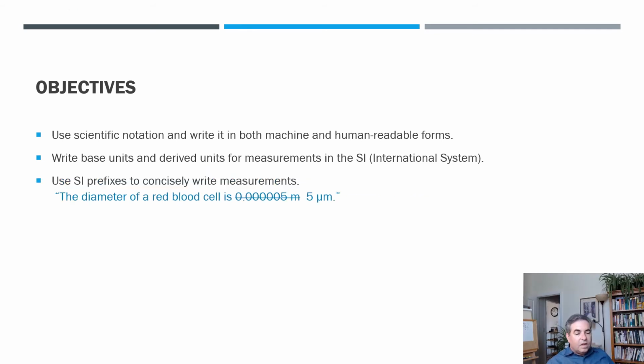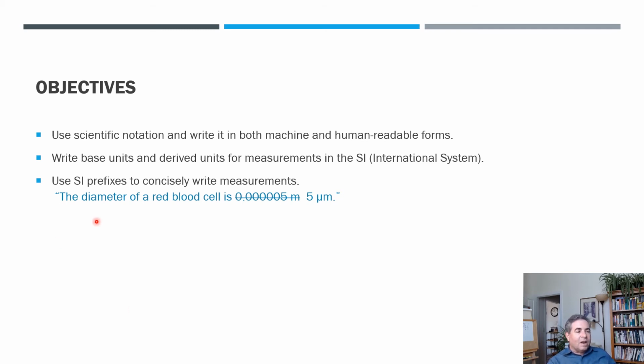Now, sometimes the base units are the wrong size for the job you're doing. If you're a biologist and you're talking about blood cells, those are on the order of millionths of a meter. And you don't want to always be writing your measurements in millionths of a meter. So it's more convenient to define a scaled unit like micrometers. Micrometers are millionths of a meter.